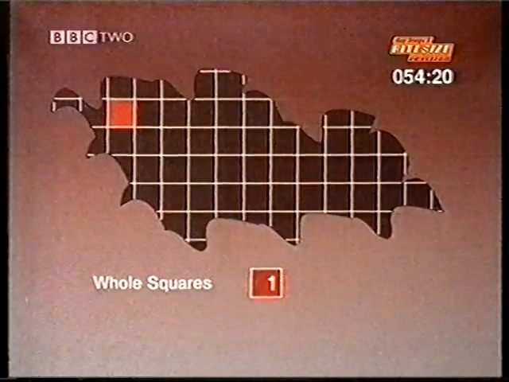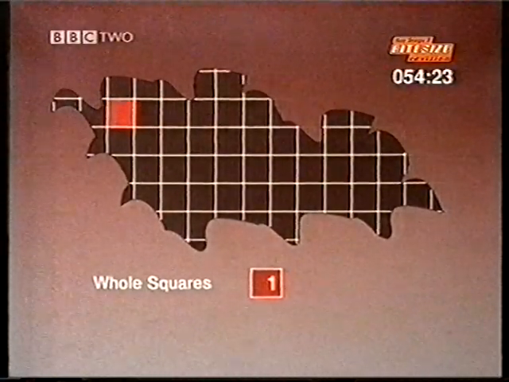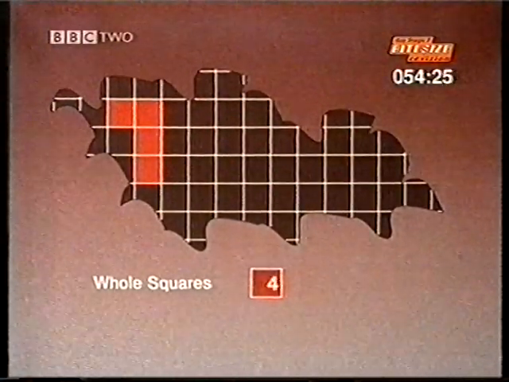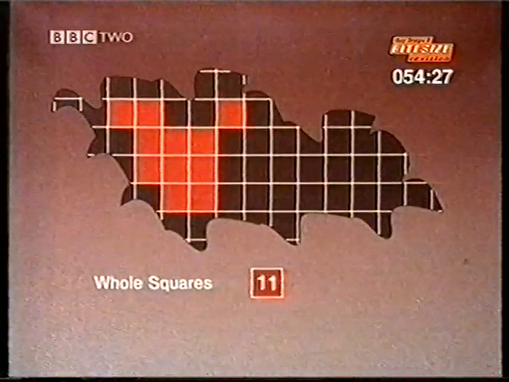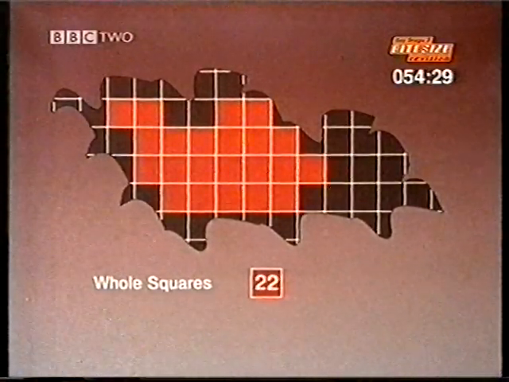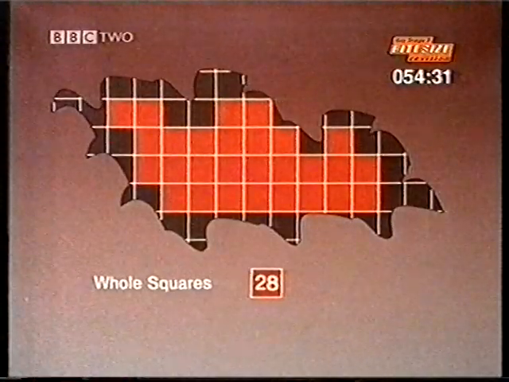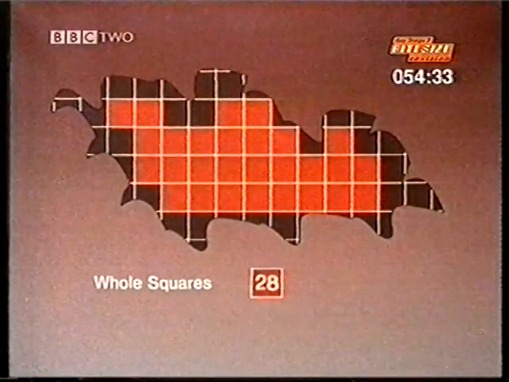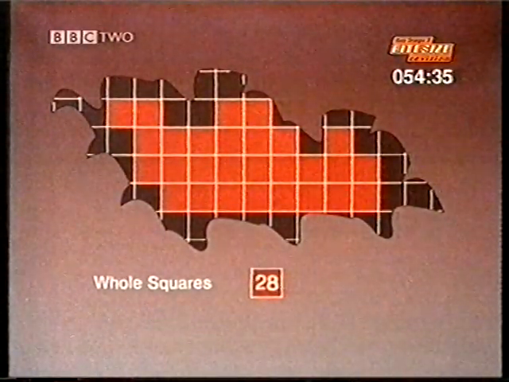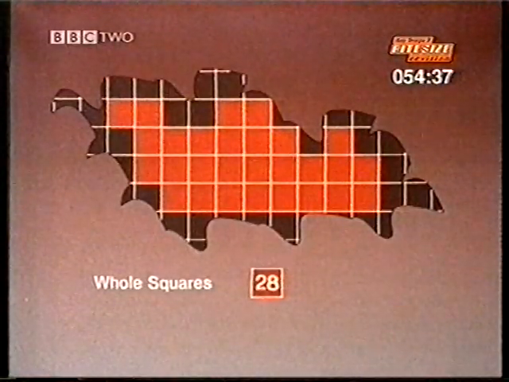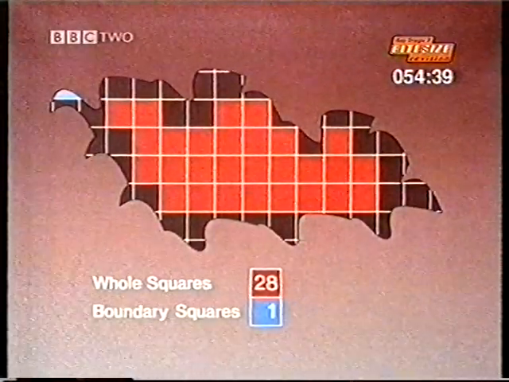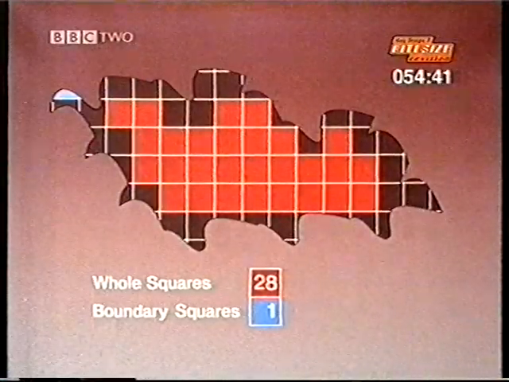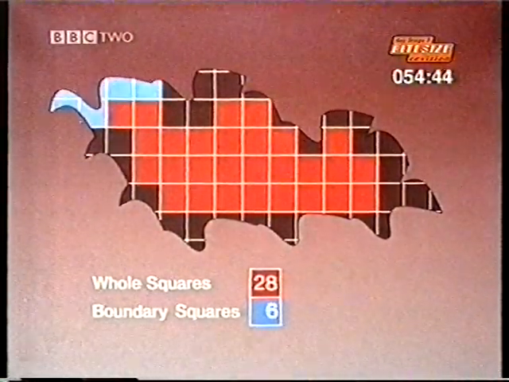We can find the area of this shape by counting the number of squares which cover it. Let's start with the whole squares. Up to 28. But we still haven't found the whole area. Some squares lie partly inside and some partly outside the boundary. How would you deal with these? One way is to assume that the boundary squares which are more than half full make up for the squares which are less than half full.